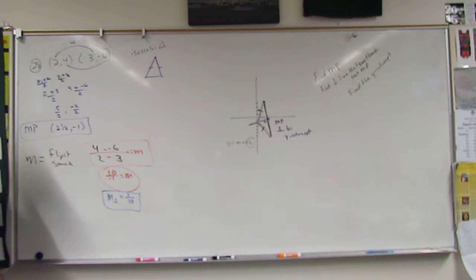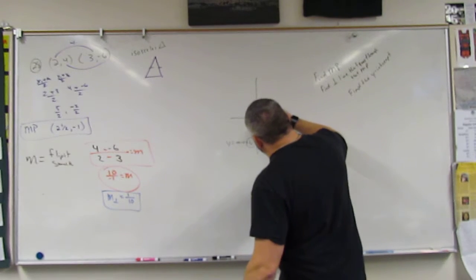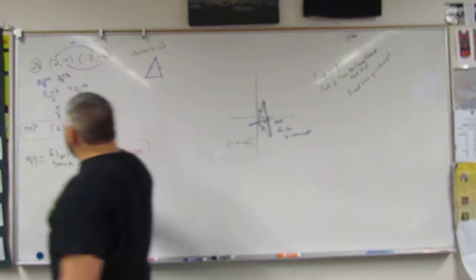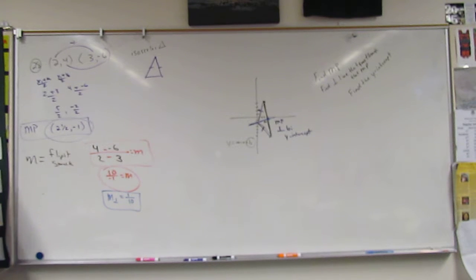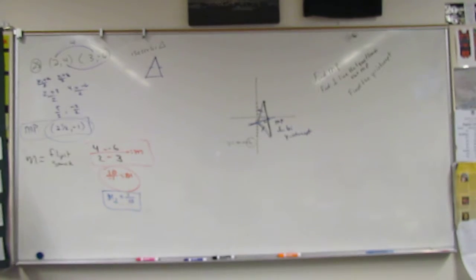All right, so we know the perpendicular slope. We need to find the equation. So how do I find the equation? What point am I going to use? What does this slope have to go through? What point's really important? The midpoint. So we're going to use this midpoint and this slope to find out what? The y-intercept. Yeah.